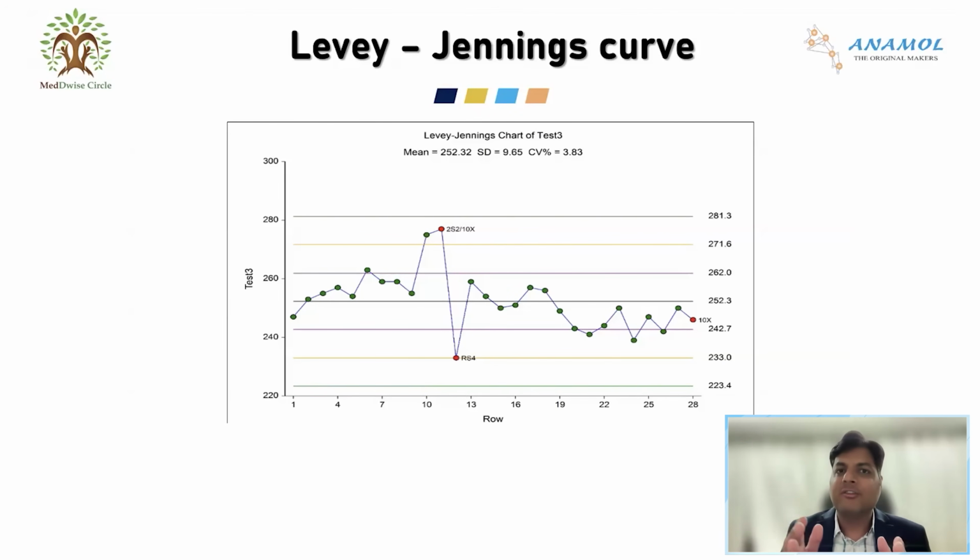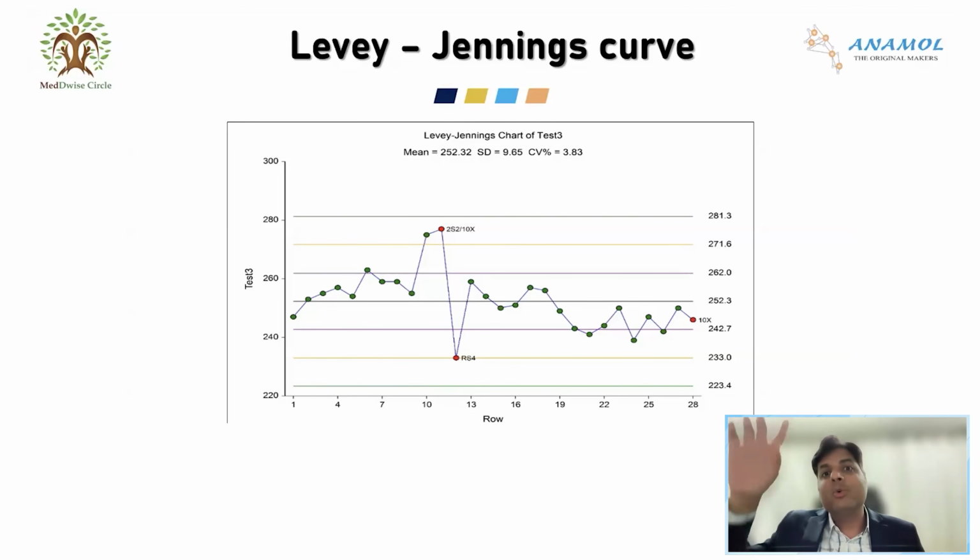The Levey-Jennings curve will try to give us a pattern, or a trend. If on day number 1 the value of glucose is on the mean and every day the value of glucose is only increasing, then something is wrong. If every day the value of glucose is on the decreasing side, again there is something wrong. So we can see this type of trend using this Levey-Jennings curve.